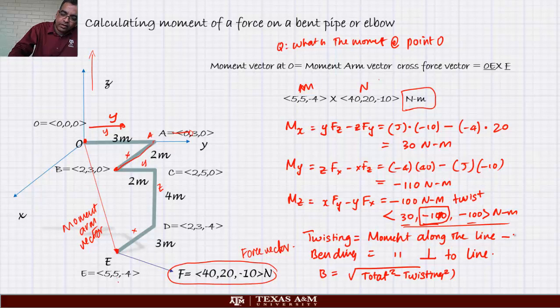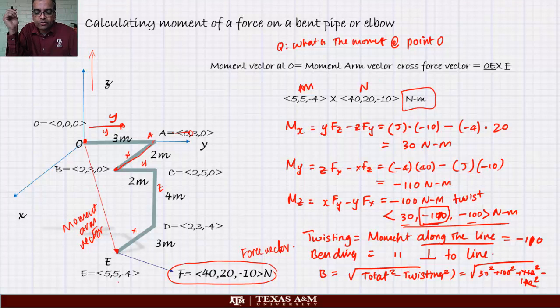So this is easy. This is minus 100 since the line is along the y-axis. So this turns out to be the square root of 30 squared plus 100 squared plus 110 squared minus 110 squared. So it's the square root of 30 squared plus 100 squared. That's the bending.